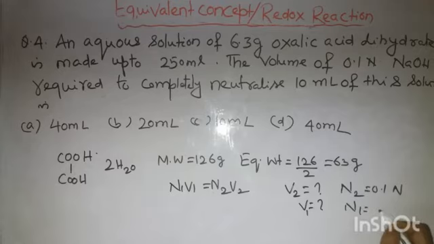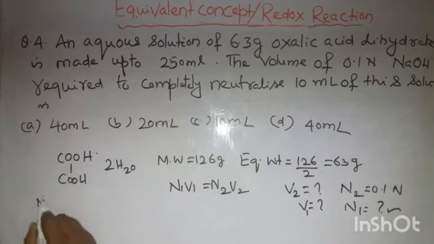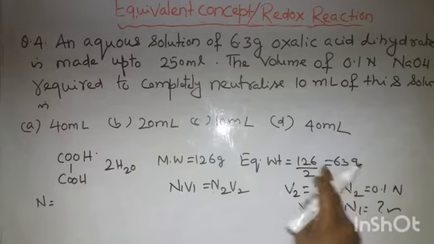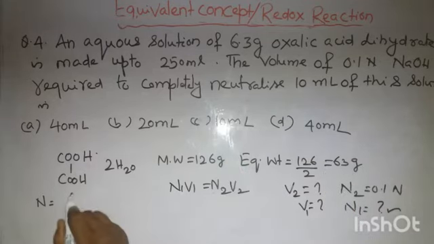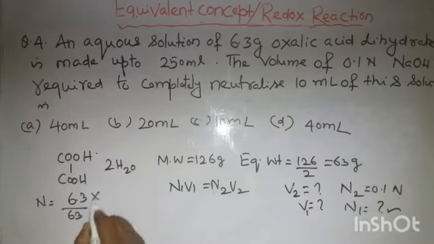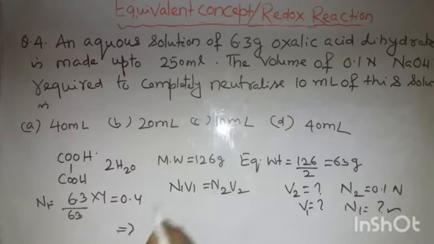That means it will be found out by using the data. Availing the data, you find out N1. N1 is equal to how much? N1 will be the number of gram equivalents. Number of gram equivalents means weight upon equivalent weight, 6.3 upon 63, and volume of solution in liters, upon 1 upon 4. This will be your 0.4. N1 is 0.4. Put the value in the equation.